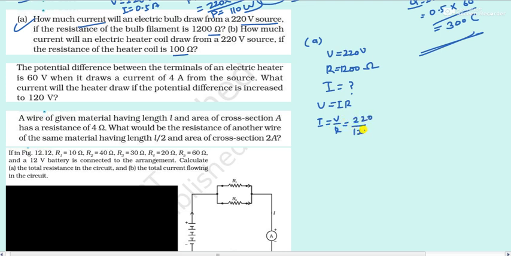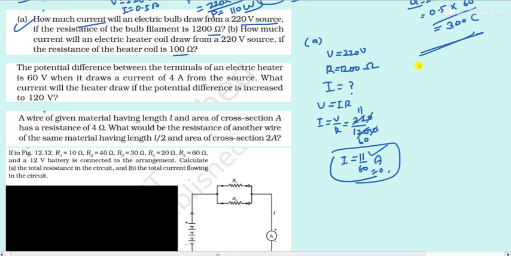220 by 1200, the 0 gets cancelled, 2 11s are 22, 2 60s are 120. So it is 11 by 60. You can solve this or you can keep it as it is. Okay, you will get the answer as 0 point some value, or keep it as it is.